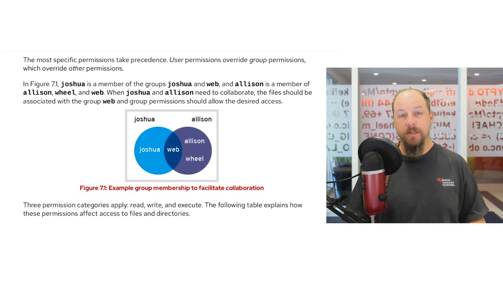When a user falls into more than one of these categories, the most specific designation takes precedence. For example, if you're a member of the group that owns it, that would be your most significant precedence. If you were also the user who owns that file, the user permissions would override the group membership.